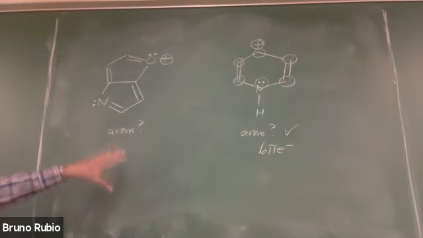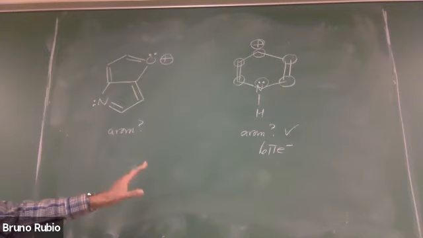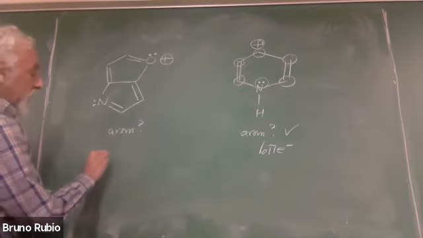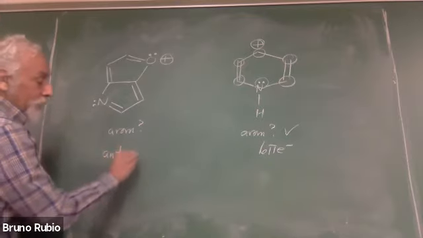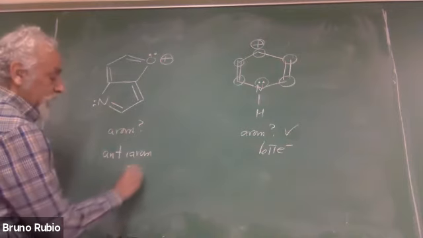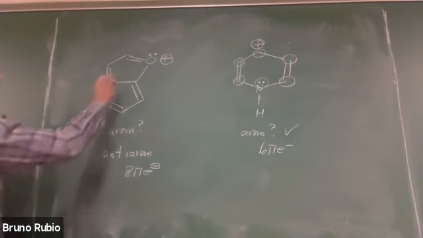It's an 8-pi electron system. It doesn't have the flexibility that cyclooctatetraene does. It can't distort away from planarity. So this is actually anti-aromatic. It's one of the few molecules that is known to be anti-aromatic. It's an 8-pi electron system. So let's see where we came up with that.